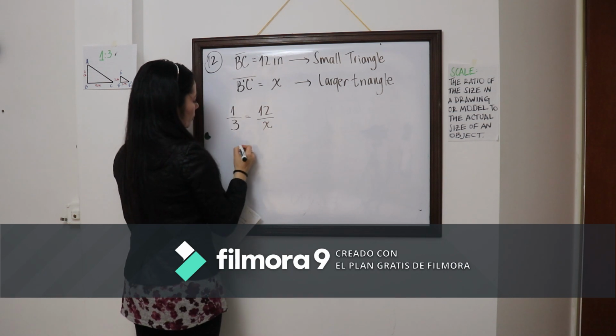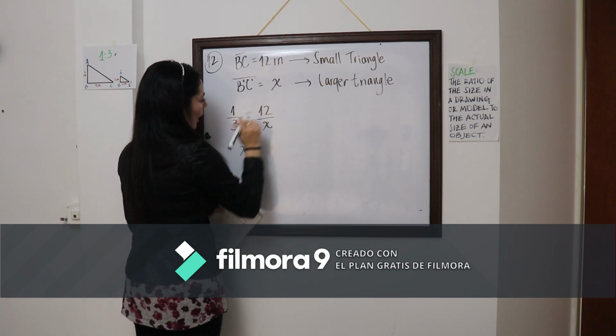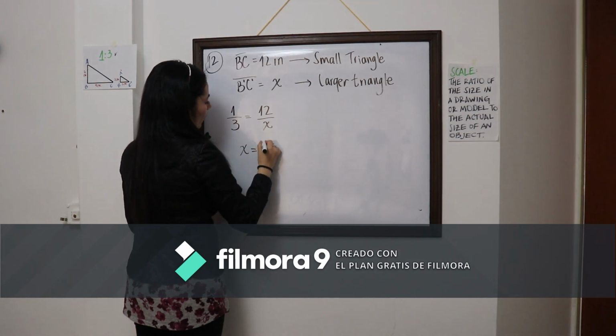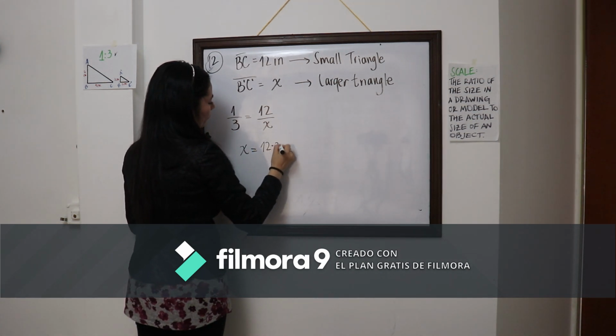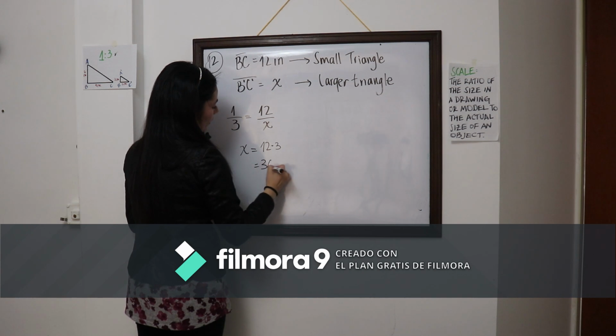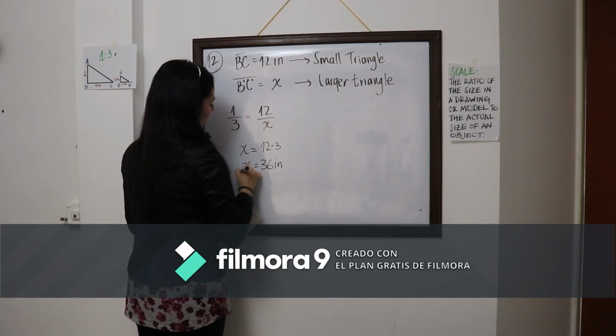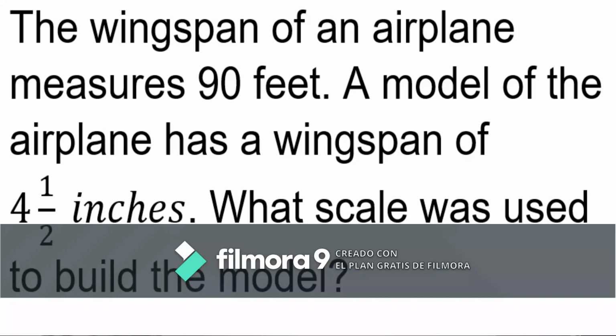And again, I do cross product, so I know this is 1 times x, of course, is x. And 12 times 3, of course, is going to be 36. 36 inches is going to be our answer for number 12. Okay? Number 14 says the wingspan of an airplane measures 90 feet. A model of the airplane has a wingspan of 4.5 inches. What scale was used to build the model?